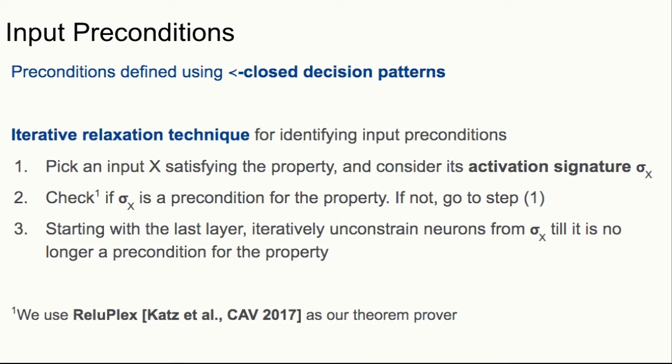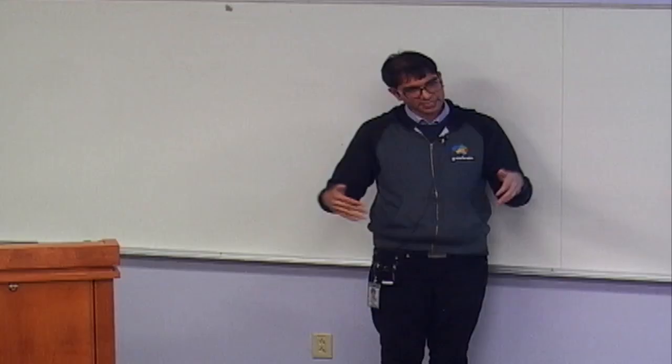Now, how do you check that? So there is this theorem prover called Reluplex. It's by folks at Stanford, Clark Barrett, David Dill. It's a theorem prover that can prove properties with ReLU constraints. The Reluplex name comes from simplex. So simplex is just linear constraints. And if you throw in ReLU, they have a decision procedure to check ReLU constraints.